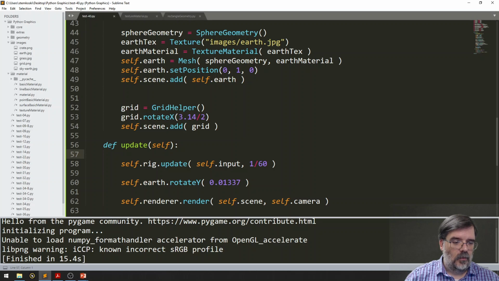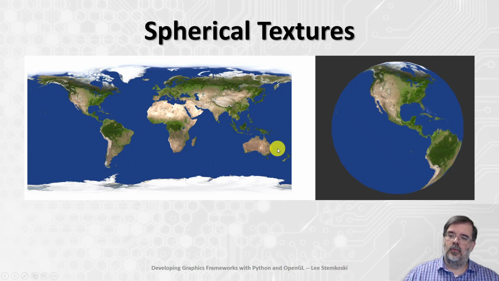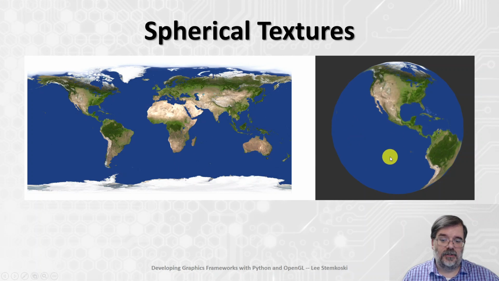Let's see, I want to go back to that slideshow. Now, we've seen how to apply a spherical texture to make something that looks like a planet, but spherical textures can be used in other ways too.